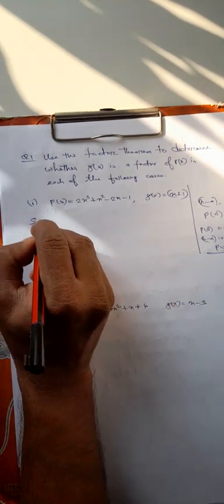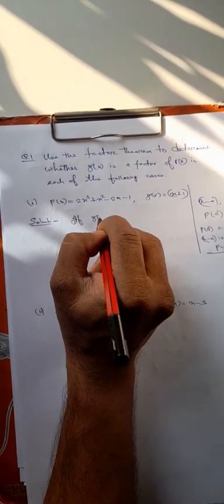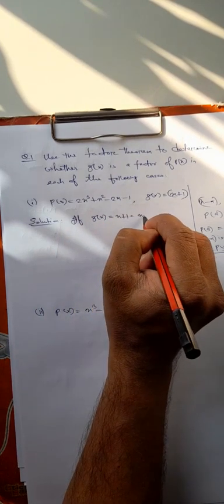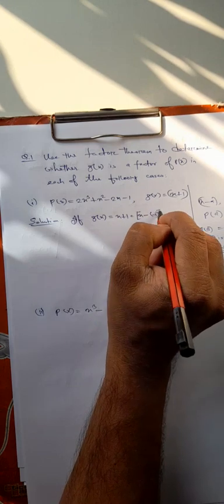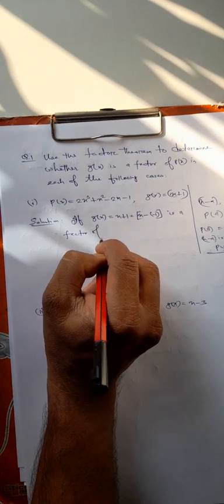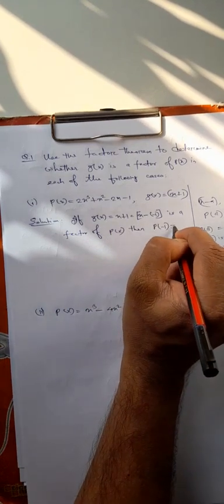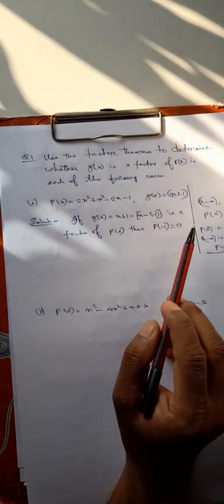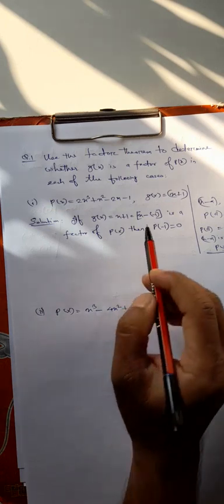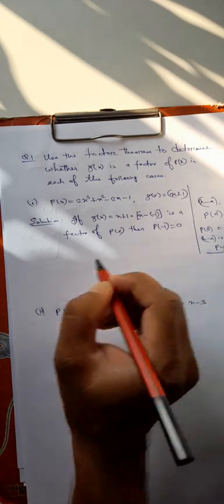Now how will you solve this? If g(x) equals x plus 1, or you can write it as x minus (minus 1), is a factor of p(x), then p(minus 1) equals 0. Just remember the factor theorem. If x minus a is a factor of p(x), then p(a) equals 0. Here a means minus 1, so p(minus 1) equals 0.